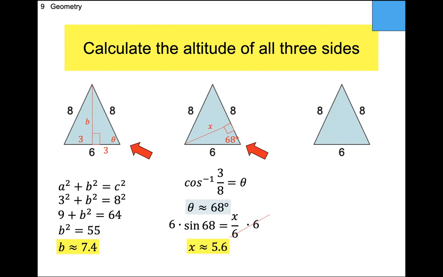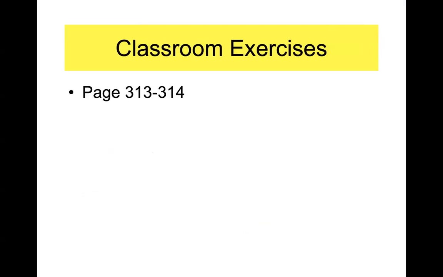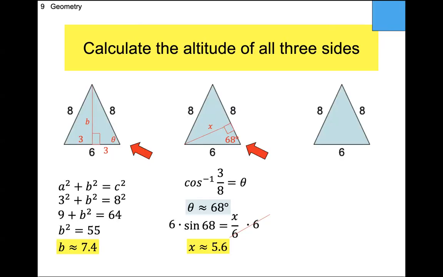Now it says calculate the altitude of all 3 sides, but if you look at the triangle that we were given, which was isosceles, notice that the other altitude from the lower right to the opposite side would be exactly the same thing, so it would be 5.6 as well. So this was a challenging one simply because you need to think about how to solve this one.